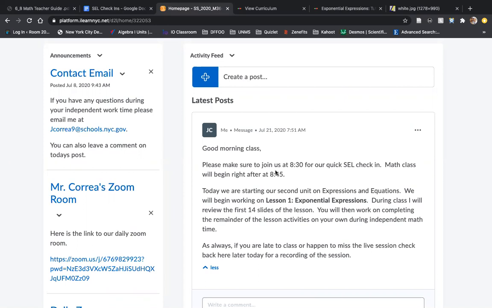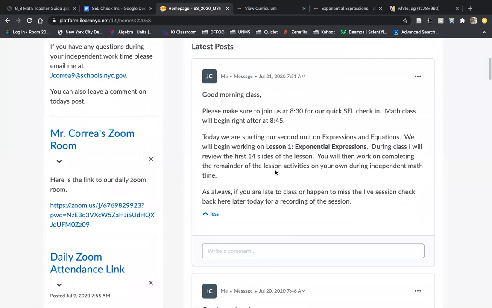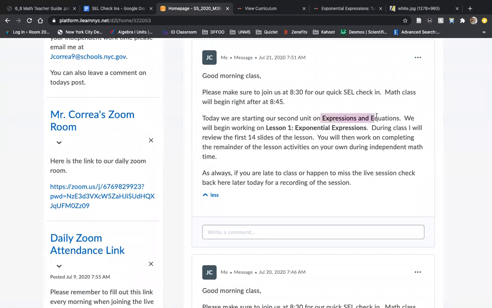We're starting our second unit, and we're only doing 2 units for the summer, right? So our second unit is all about expressions and equations. We're gonna go over what that means today exactly. There's a real small difference between expressions and equations. And then we're starting with the work for the first lesson. That's gonna deal mostly with exponential expressions, but then also get into things like the order of operations.